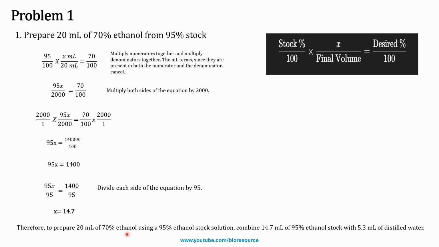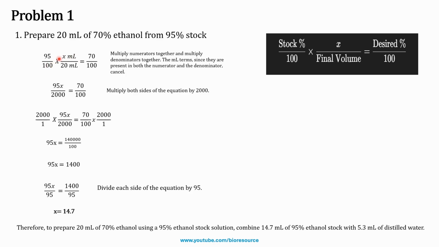Now let's take some example problems. First problem: prepare 20 ml of 70% ethanol from a 95% stock. So here the stock concentration of ethanol is 95% and we want to make 20 ml of 70% ethanol. So here is the equation: stock percentage divided by 100, times X, divided by final volume, equals desired percentage divided by 100. Substituting all the values from the question, 95% is the stock, so 95 by 100 into X ml.